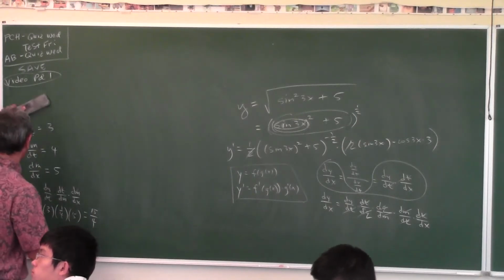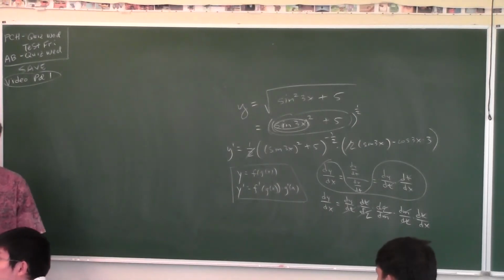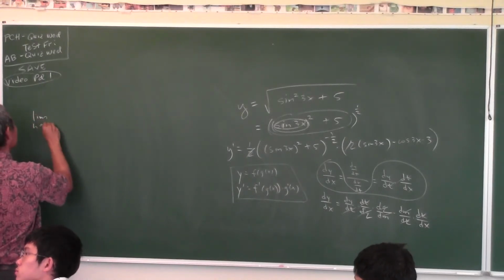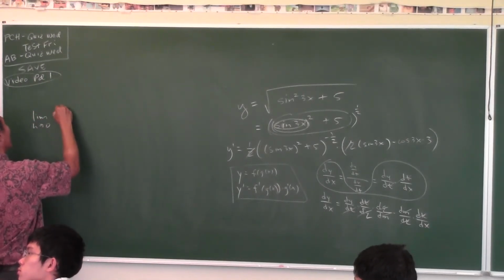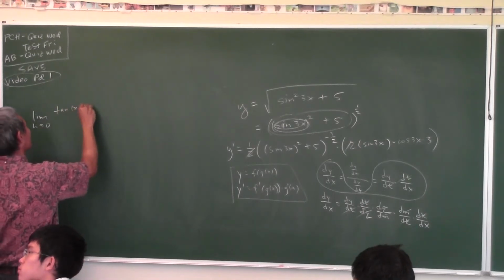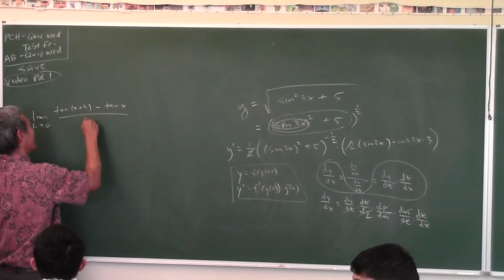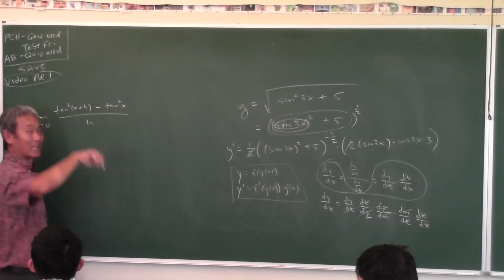I'm going to do a problem just like number 3a right now. What is the limit as h approaches 0 of tangent of x plus h minus tangent of x, all over h? In fact, let's put a square here to kick it up a notch.